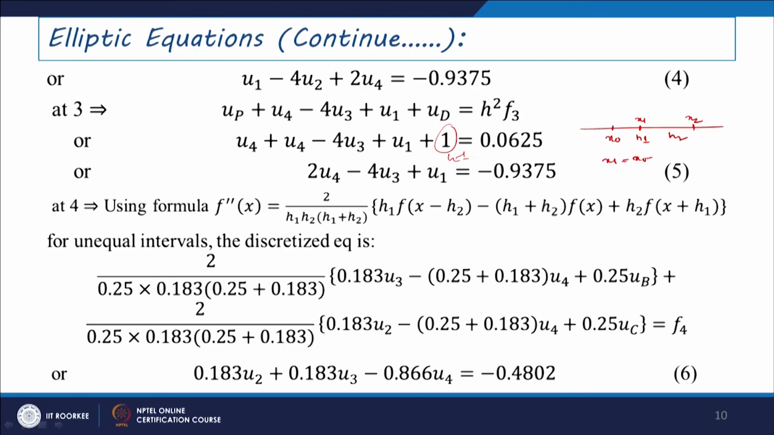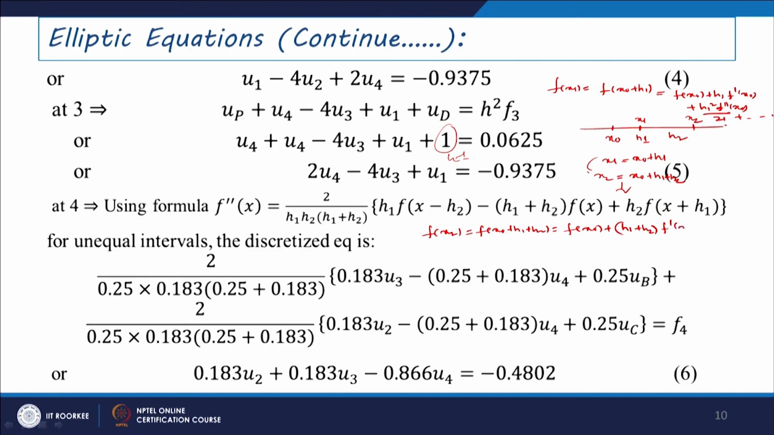So x1 can be written as x0 plus h1, and x2 can be written as x0 plus h1 plus h2. Then if you take the Taylor series expansion at these 2 points, f of x1 can be written as f of x0 plus h1 f dash of x0 plus h1 square f double dash of x0 by 2 factorial, plus the rest of the terms. Similarly, expanding the Taylor series at this point, f of x2, which is f of x0 plus h1 plus h2, can be written as f of x0 plus h1 plus h2 f dash of x0 plus h1 plus h2 whole square by 2 factorial f double dash of x0, plus the rest of the terms.